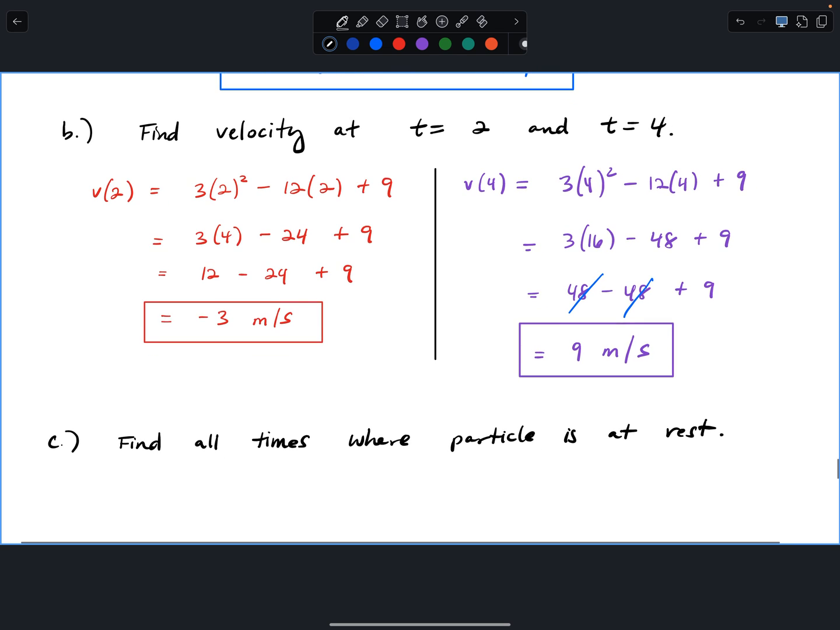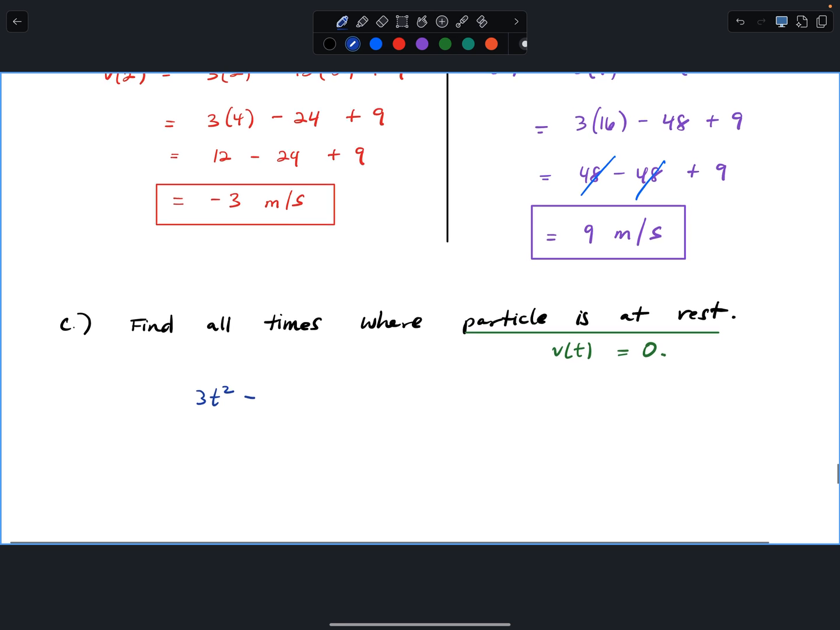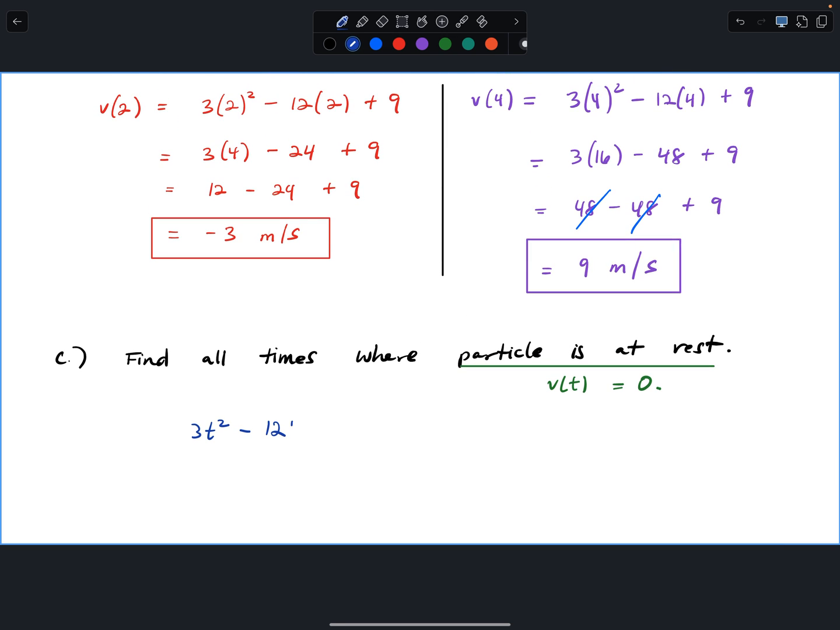The particle is at rest when the velocity equals 0. Because you're not moving anywhere. Our function is sleeping. So, do we have our velocity already? Set it equal to 0. So 3t squared minus 12t plus 9 is equal to 0.